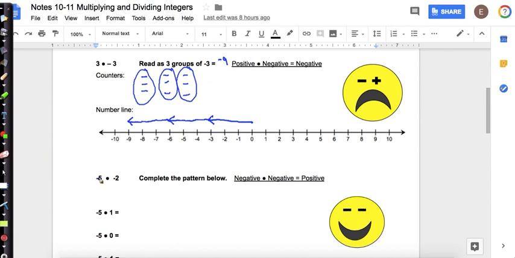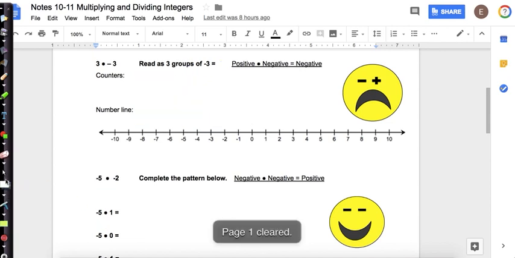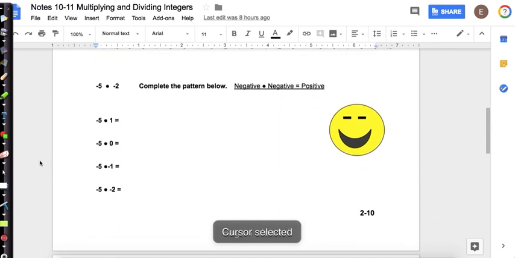Okay, moving down here, let's scribble out this part right here. That's not supposed to be there. Okay, we're going to complete the pattern below. It says negative 5 times 1, so use your rule. We have 1 negative, so I have a black eye, so it's negative 5, because 5 times 1 is 5, and 1 negative makes it negative 5. Negative 5 times 0: anything times 0 is 0. That's the multiplicative property of 0.